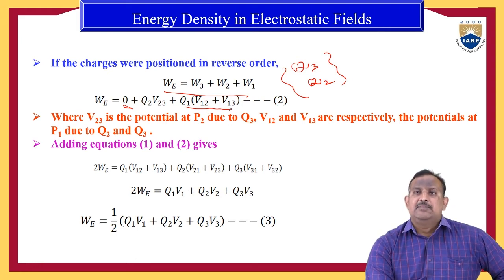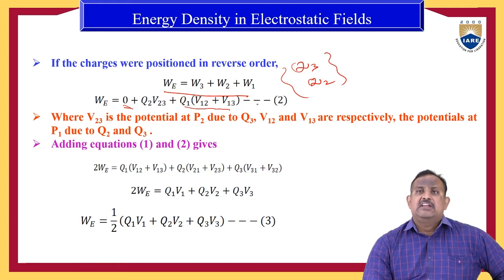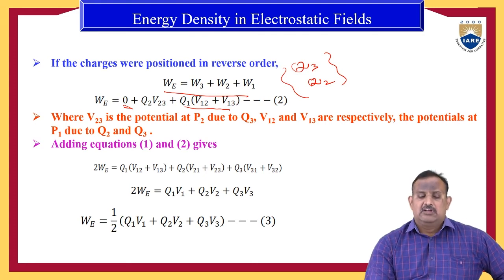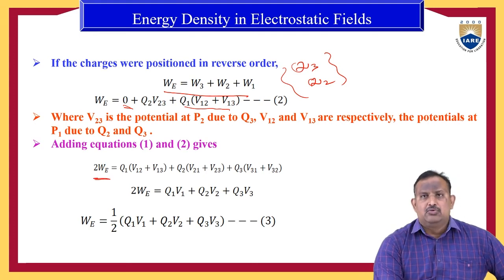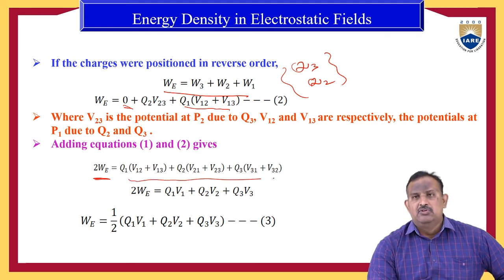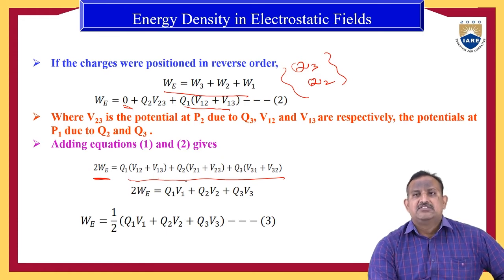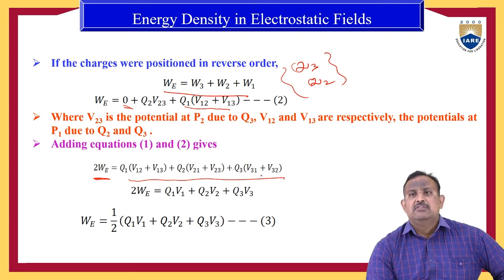V13 is the potential at point P1 due to the point charge Q3. Therefore, if you add the total work done, 2WE is equal to the sum of equation 1 and equation 2. If we add equation 1 and equation 2, we have Q1 into (V12 plus V13) plus Q2 into (V21 plus V23) plus Q3 into (V31 plus V32).